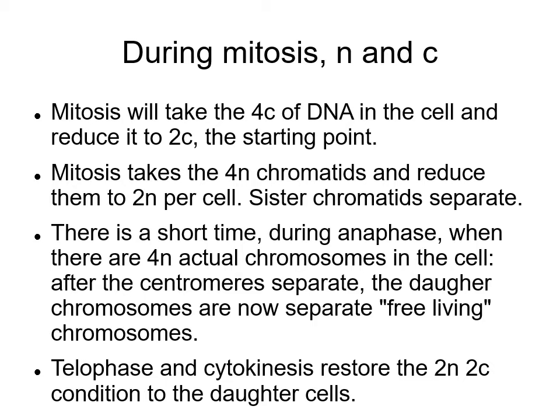Okay, and each chromosome at that point has one chromatid on it. There is actually a short time during anaphase when there are 4N chromosomes in the cell, after the centromeres separate and the daughter chromosomes become, let's say, free-living chromosomes.